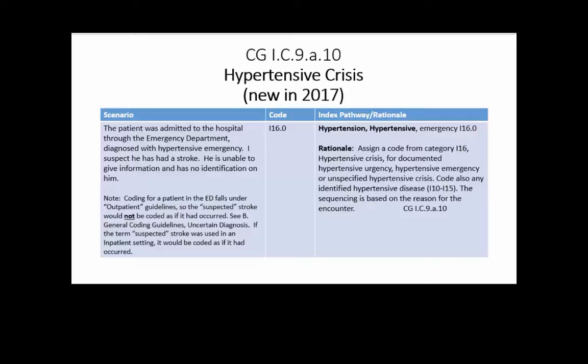So now to the hypertensive emergency. The doctor did use those terms, so the coder could code a hypertensive emergency, I16.0. Now in this case, notice our guideline says code also any identified hypertensive disease. The doctor did not mention this. He doesn't know if this patient's had hypertensive disease, although it's probable. But again, I would not want to assign that unless the doctor had mentioned it to me and said, yes, code hypertension.